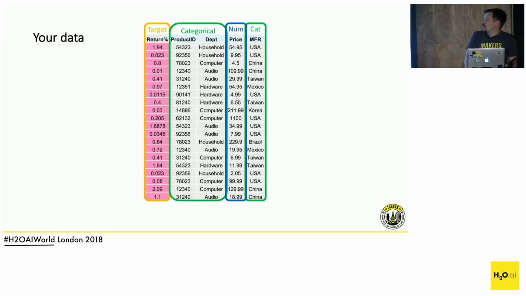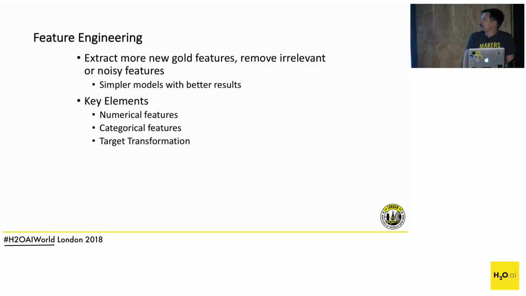Also for categoricals, obviously there is no algorithm which can consume strings. Even LightGBM can deal with categorical data, but before passing it in, you have to transform your categoricals into integers anyway. So that's something we're going to discuss today. The key elements to success are dealing with your numerical features, categorical features, and target. Obviously, you also have text and various additional things you can apply, but I have limited time, so I only have time to cover these three key feature types.